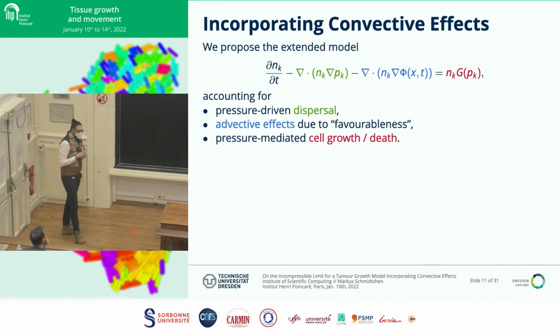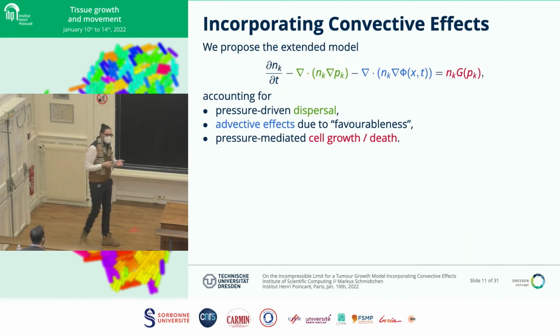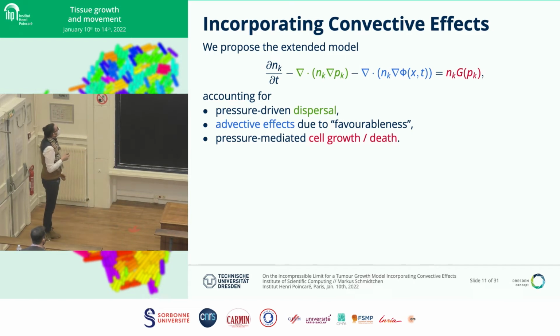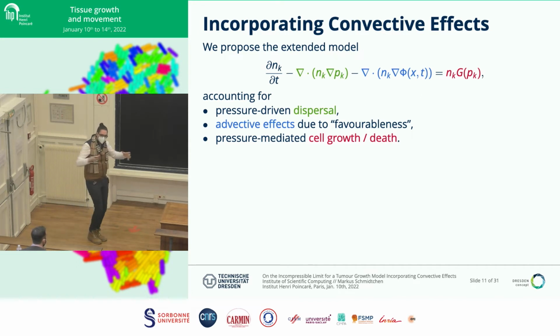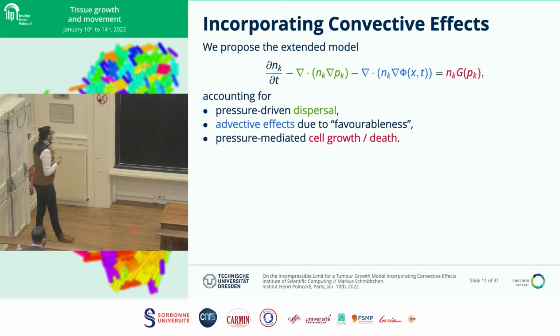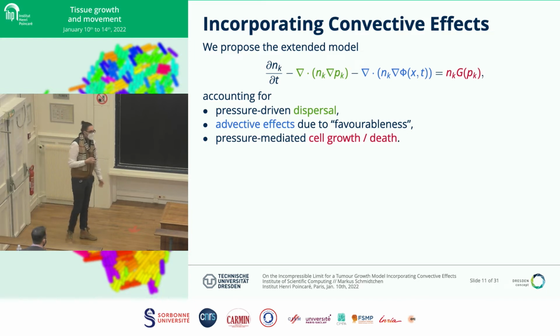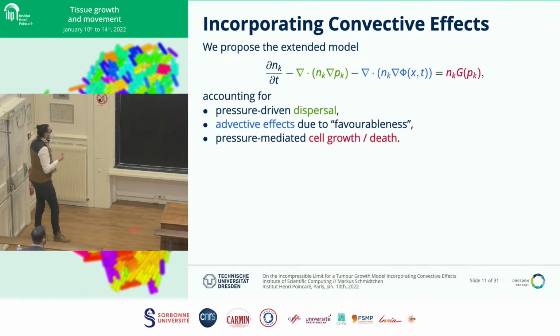And so what we did, as I foreshadowed, is we wanted to incorporate convective effects. Now our model accounts for this pressure-driven dispersal: if the tissue is too packed, it wants to expand. We have advective effects due to favorableness, so oxygen, nutrient gradients, etc. And we have the mitosis and apoptosis effects that also depend on the pressure.